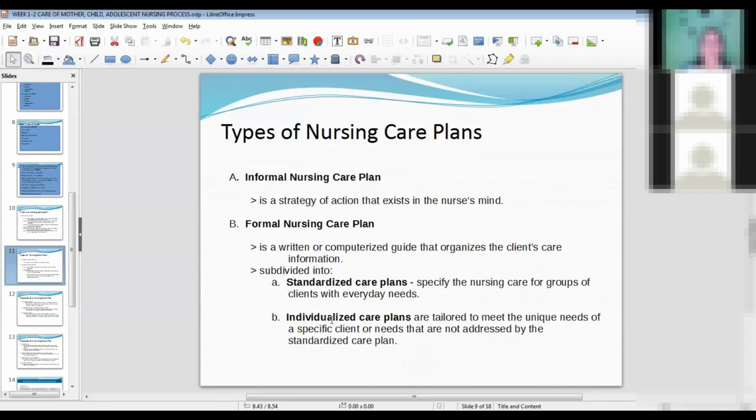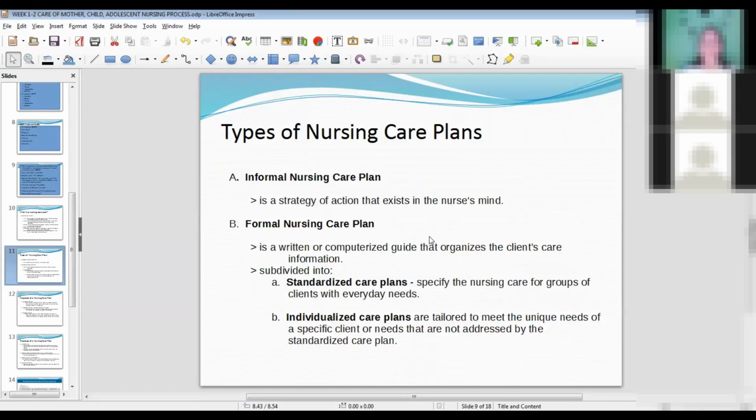And then we have the formal nursing care plan. It is a written or computerized guide that organizes the client's care information. So from the plan that you have in mind, you put that in writing, and now it becomes a formal nursing care plan. And this formal nursing care plan is subdivided into two.